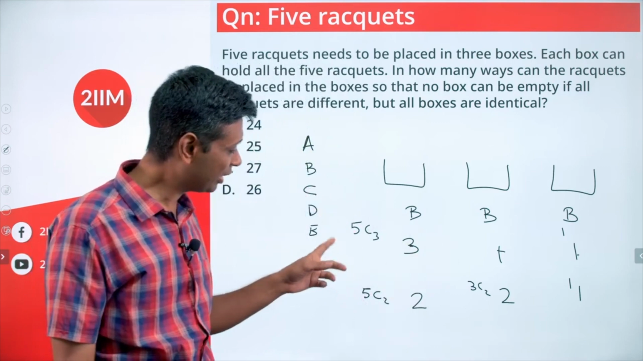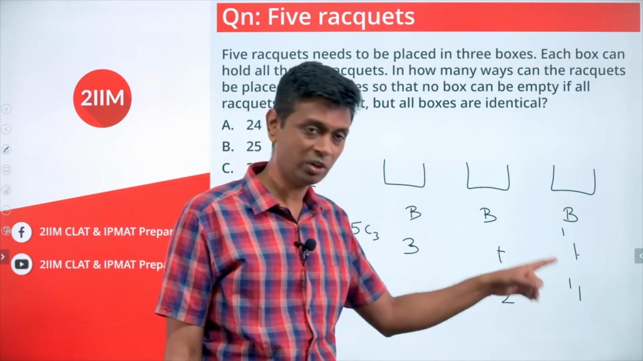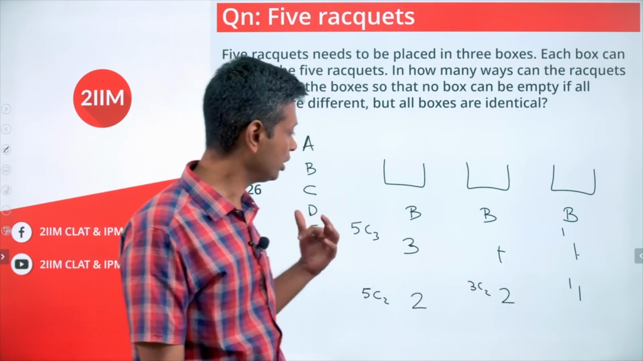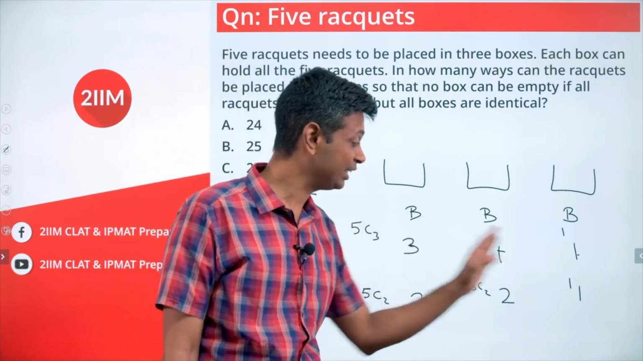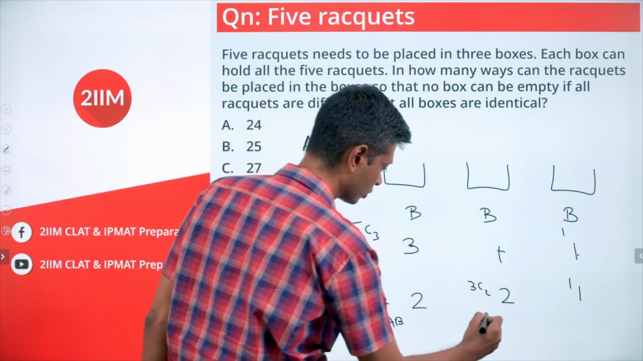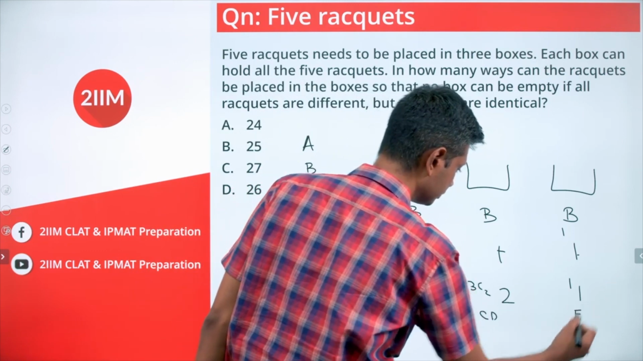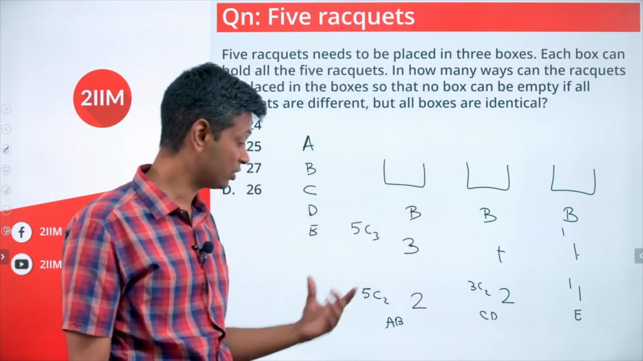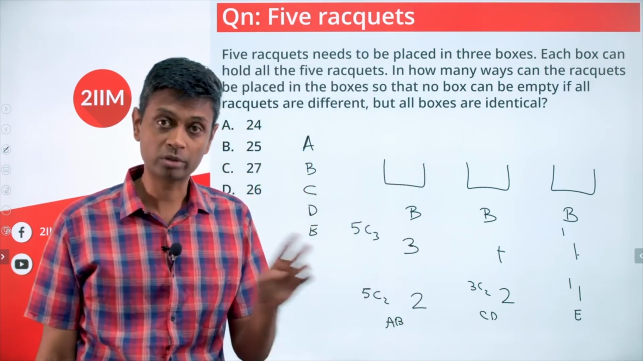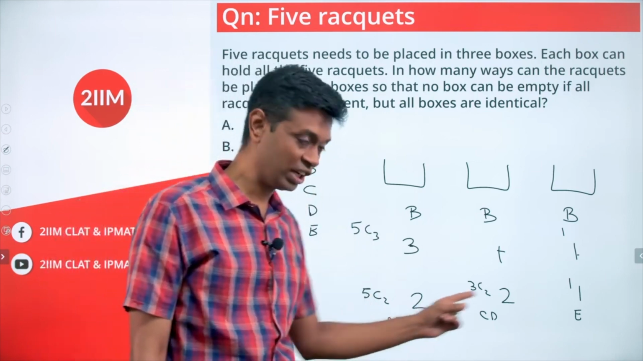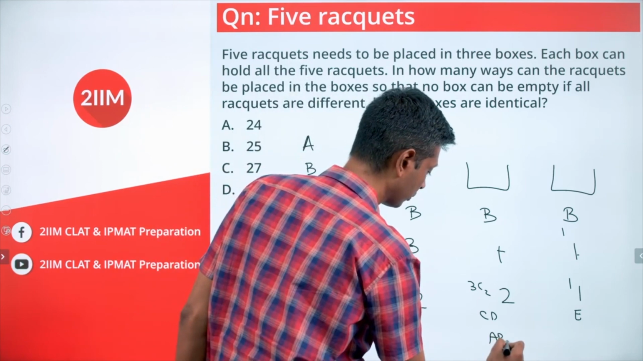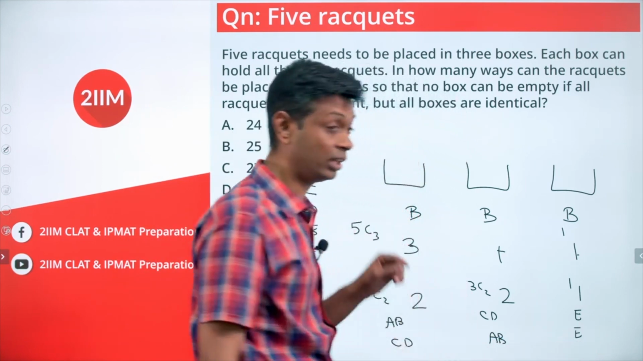Here again, 5C2, 3C2, 1C1. Out of the 5, I select 2, let's say A and B. Out of the 3, I select 2, let's say C and D. And then E goes there. This case is slightly different. At stage 1, I have 3 rackets, 2 of them have to go in one box, so I have to select. But this selection, where we do CD here, AB here, and E here, they're identical.